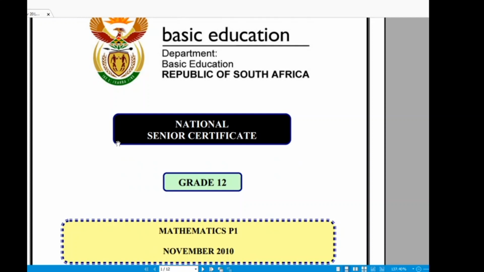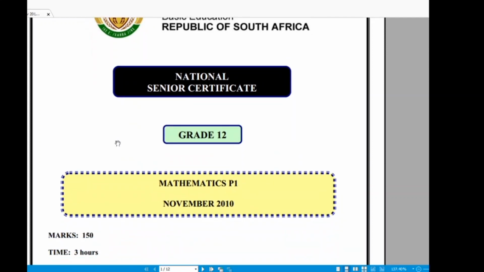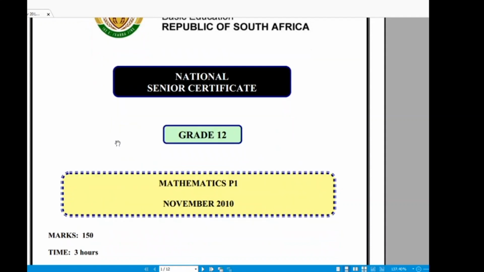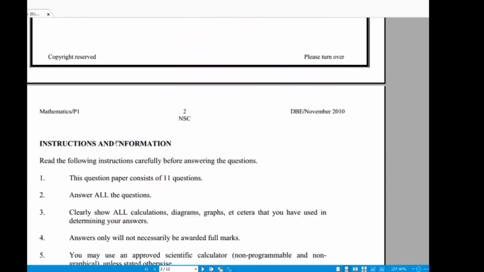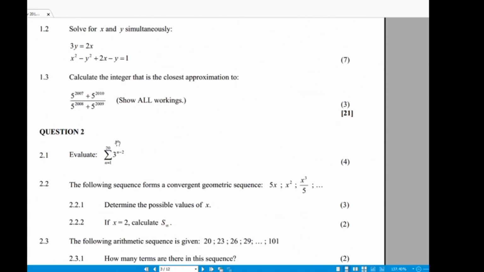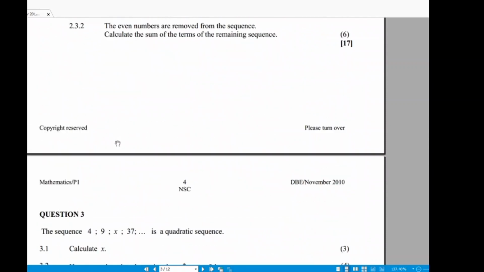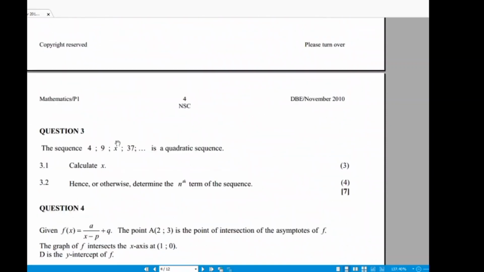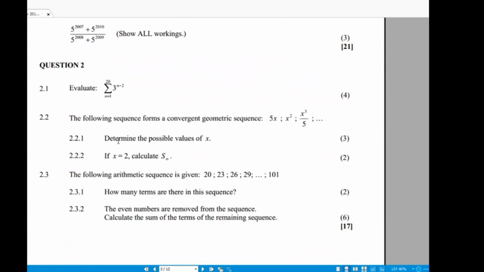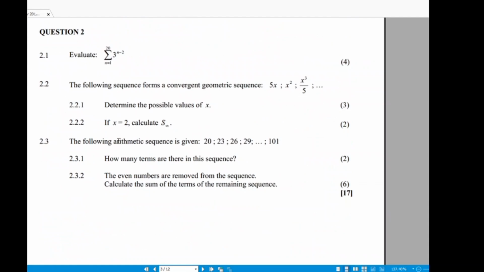In today's lesson we will be discussing a number pattern question taken from a November 2010 question paper. So we will start the number patterns section, which is question 2 and question 3. Question 2 is 17 marks and question 3 is 7 marks. So without wasting time, let us do question 2.